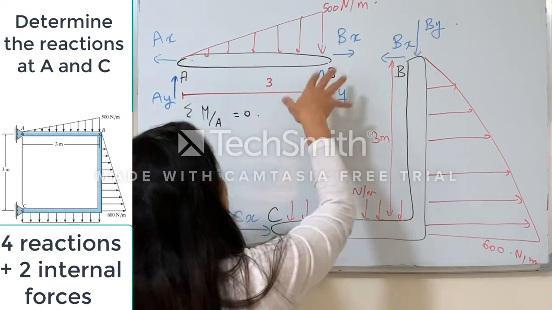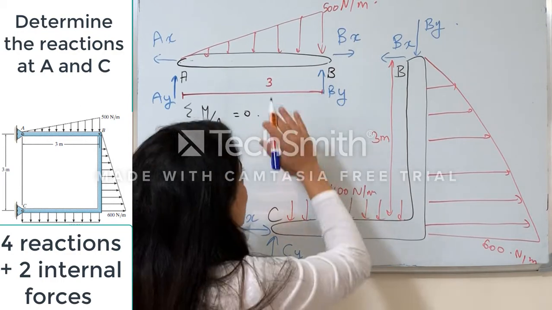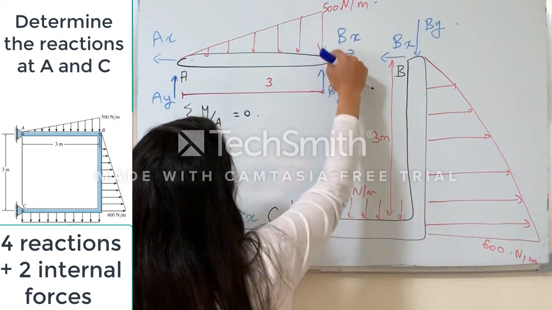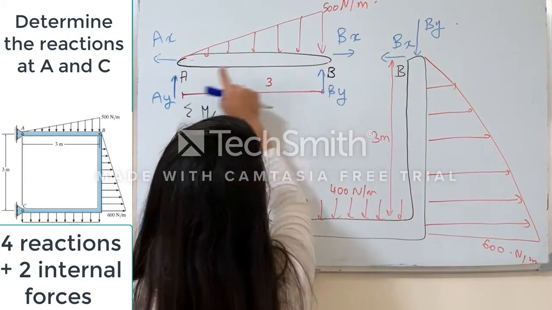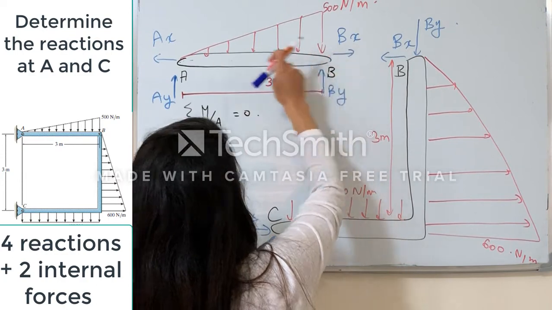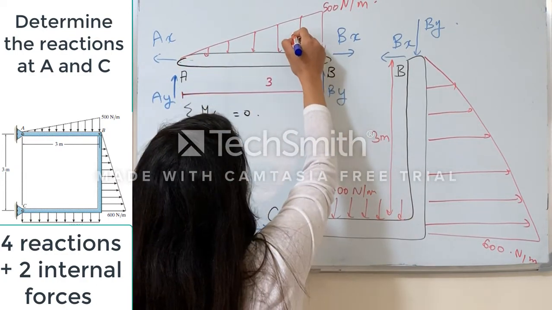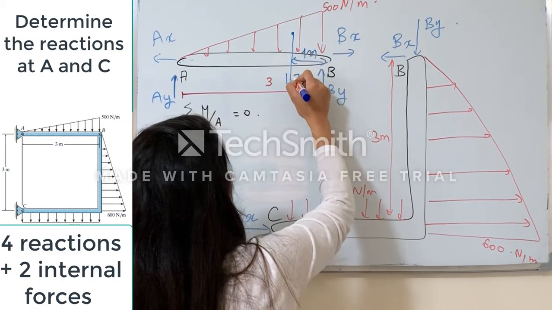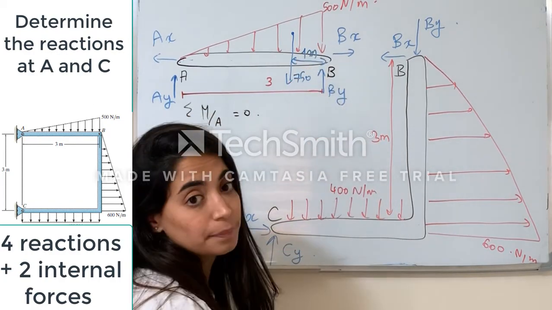Basically, guys, what is the resultant of this distributed load? This is a triangular shape, so it is a regular shape, so I can find the area as 500 times 3 over 2, which is 750. It will act 1/3 of this distance from B, so it will be 1 meter from B. The resultant is equal to 750.